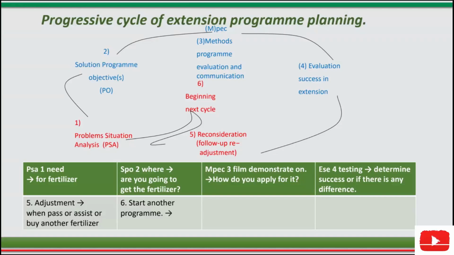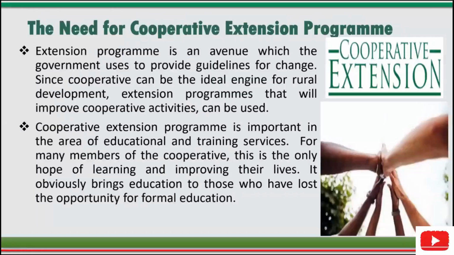And then number six is start another program. That is, start to analyze another program. Begin the next cycle, that is, evaluate if there's another problem situation to analyze. So you see how the cyclical extension program planning goes.